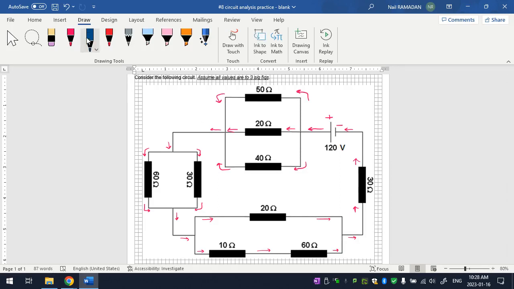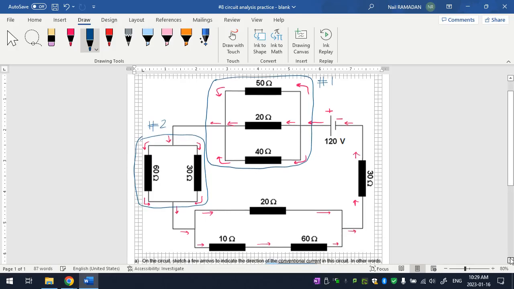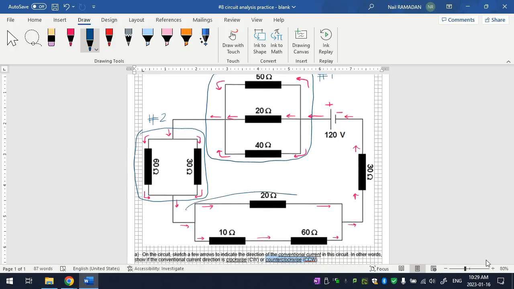So let's call this group number one. Everyone, this is group number one. So just put number one. Let's say this is number two. And this is number three. Okay, tell me the calculation for group number one. Is it series or parallel?